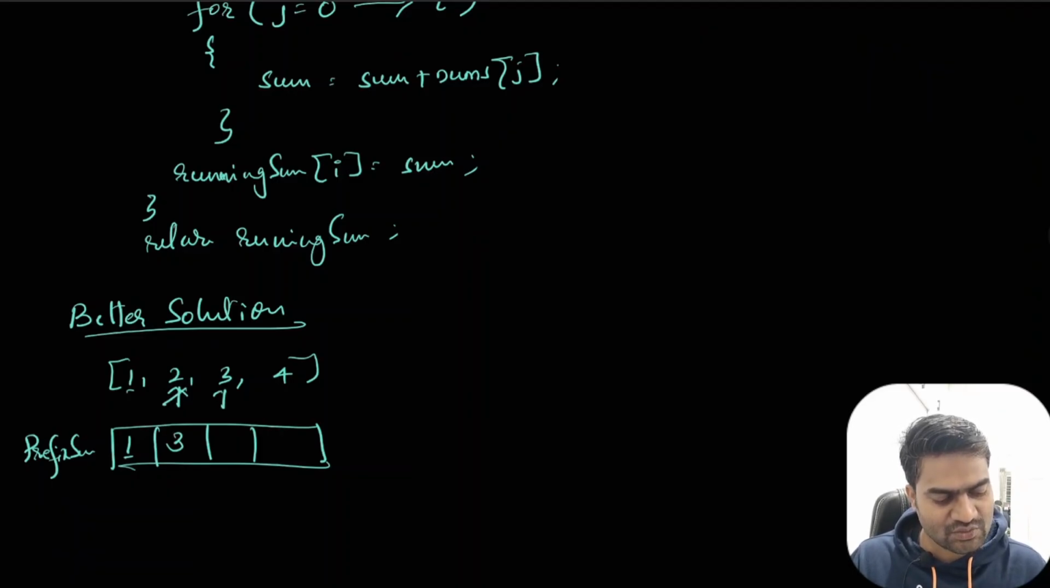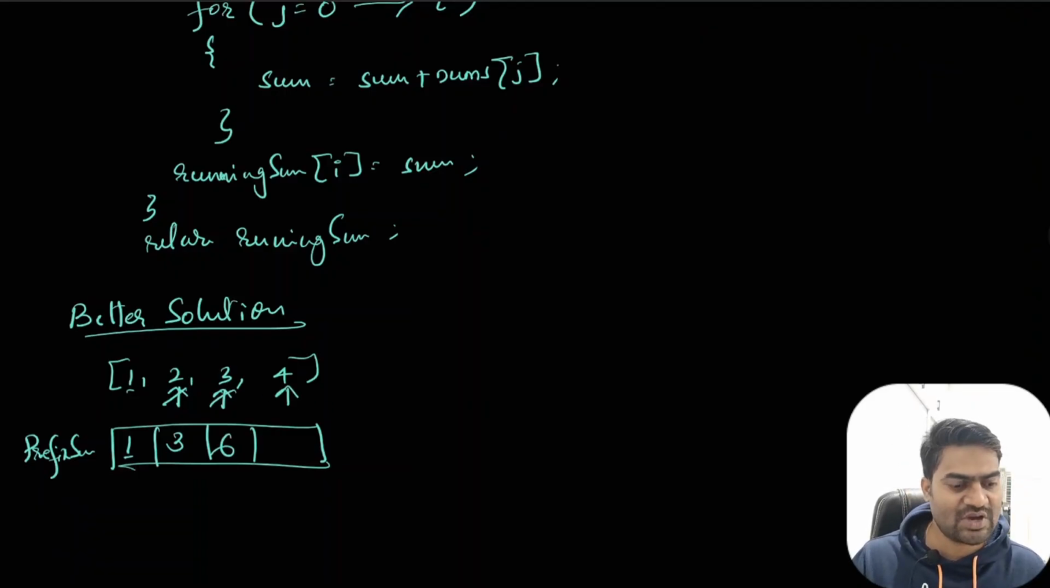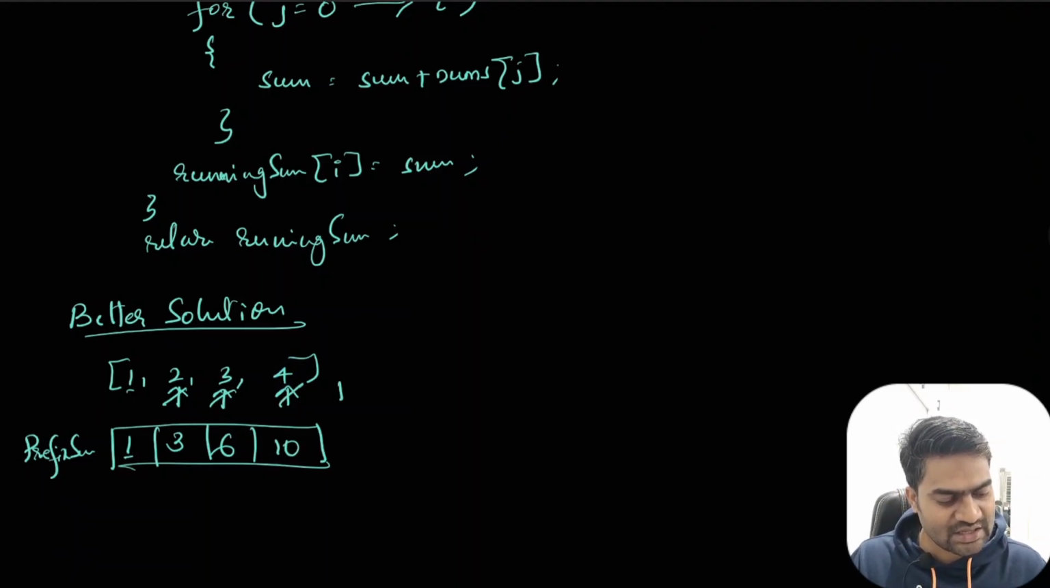Next, I will go to this number. The prefix sum is 3 and the current number is 3. So I will sum those up and place it here. Then I will move to the next number. Again, the prefix sum is 6 and the current number is 4. If I add, I will get 10. I will place that here. Then once I move out, I end up processing all the numbers in the array.